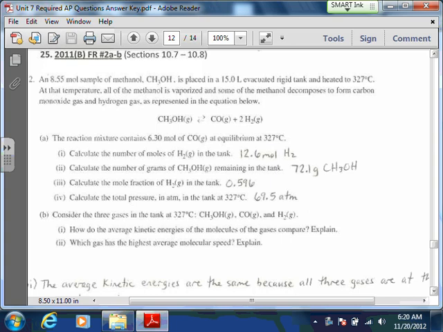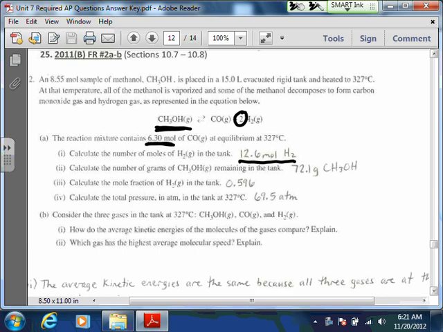Okay, this is an equilibrium equation, which we haven't talked a lot about yet, but you don't need to know much about equilibrium in order to be able to figure this out. You're just thinking about the amount of gas in this tank. It says the reaction mixture contains 6.30 moles of CO gas, carbon monoxide gas. So we want to know the moles of H2 in the tank. Assuming that we had no H2 in there to begin with, all the H2 is coming from the decomposition of the CH3OH. If we have 6.30 moles of CO, based on the stoichiometry in the equation, then we should have twice as much of the hydrogen gas. So that's where this 12.6 number comes from. It's 2 times 6.30.